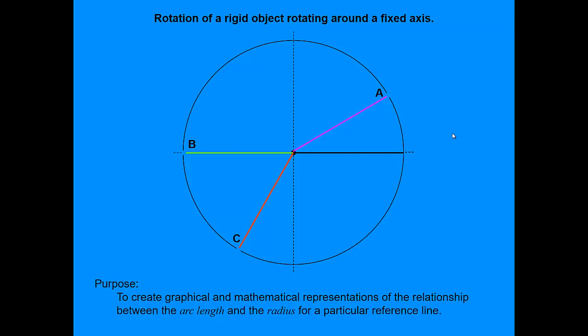Eventually, when you get those 3 graphed and you've done your linear fits on them, there's a Google form on the schedule doc that you can put in the slopes that you got for reference line A, reference line B, and reference line C. And then we're going to discuss this and build this idea of position of a rotating object.